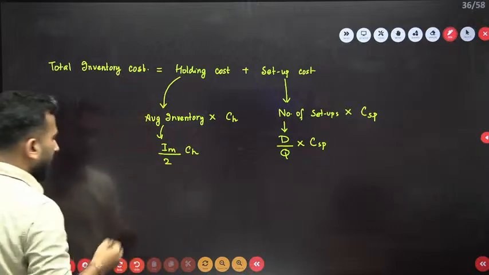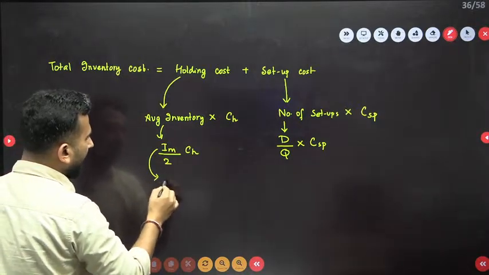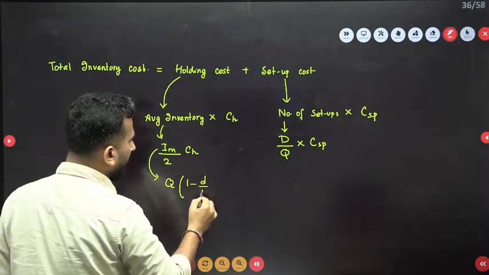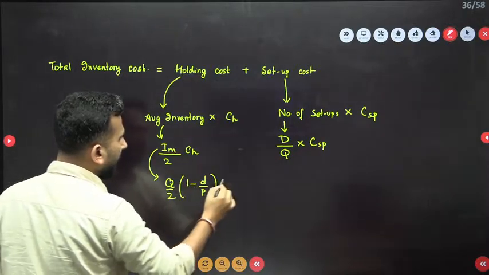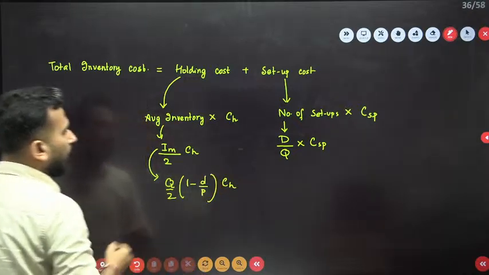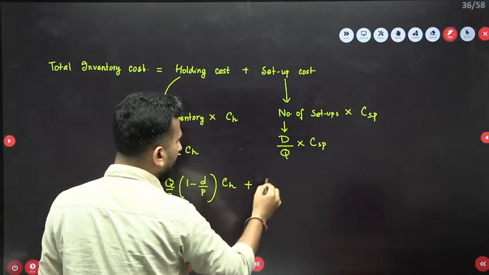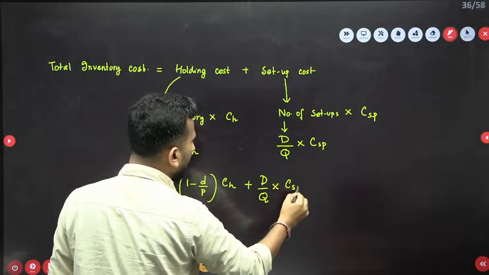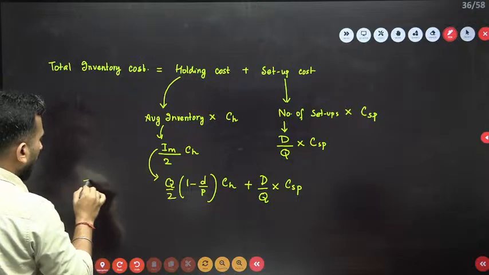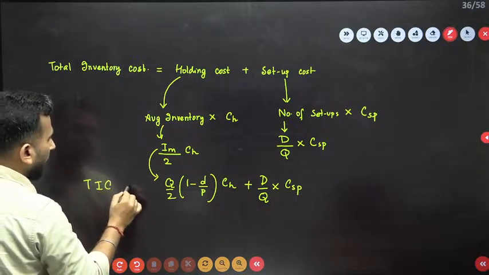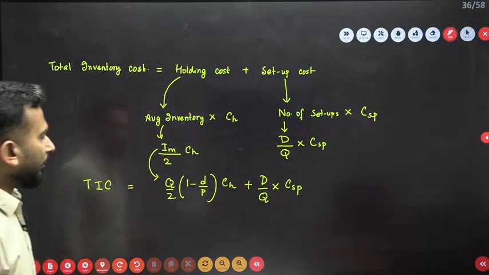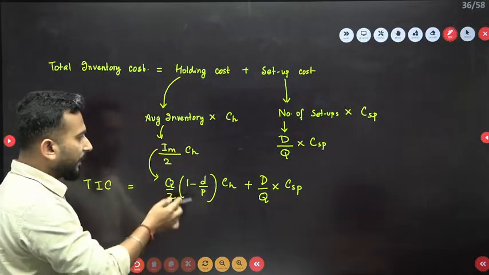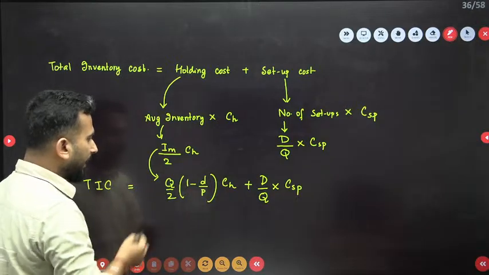And you can do one more thing. In place of this Im, I can write Q (1 minus D by P) by 2 into CH. So all in all, plus, if I bring it down, D by Q into CSP, and that will become your total inventory cost. And you know the procedure, that if I have to minimize something, I have to differentiate with respect to the variable. The variable is Q over here.